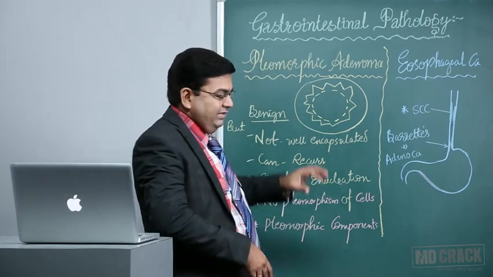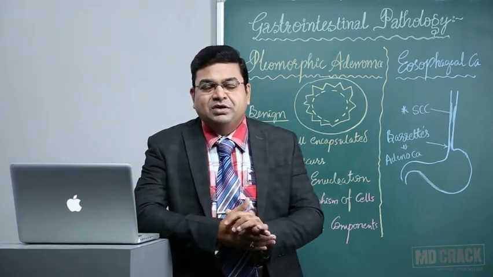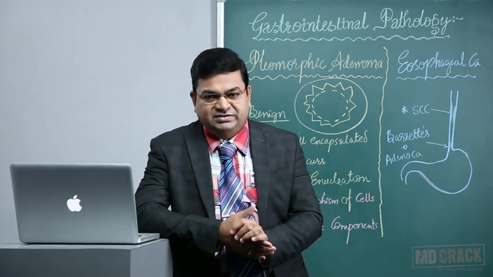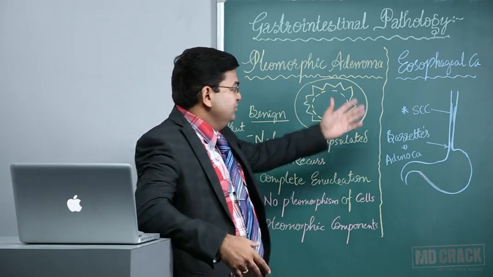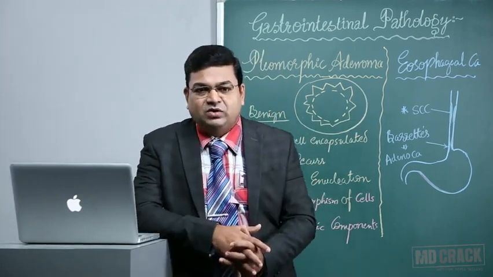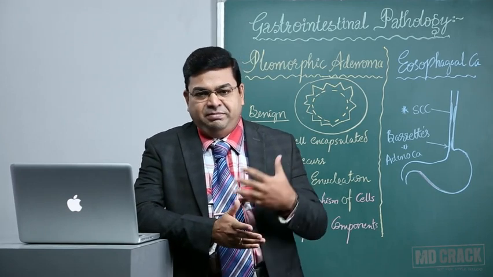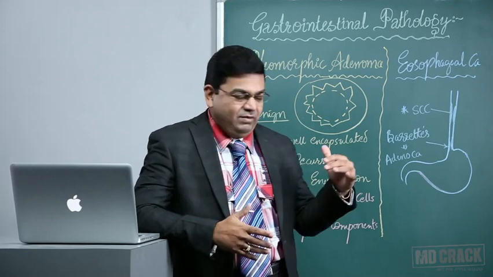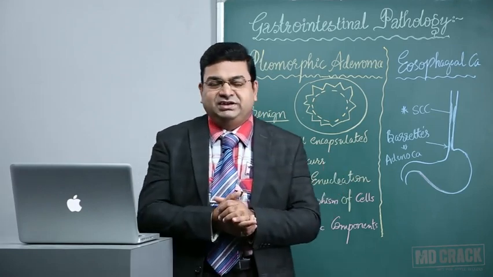Mainly it's the salivary gland tumors, especially pleomorphic adenoma, and let us have a look at the various types of salivary gland tumors. Then the esophageal lesions, mainly esophageal carcinoma, squamous cell carcinoma of the esophagus, and Barrett's esophagus leading to adenocarcinoma. So let us have a look at the various GI pathology lesions.